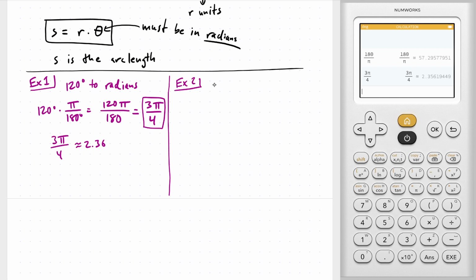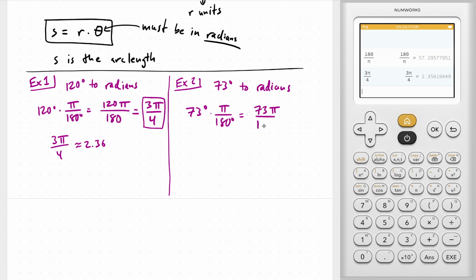So we wanted, for example number 2, let's do 73 degrees to radians. And same formula, right? We say, okay, 73 degrees times pi over 180 degrees. Okay, so 73 pi over 180.